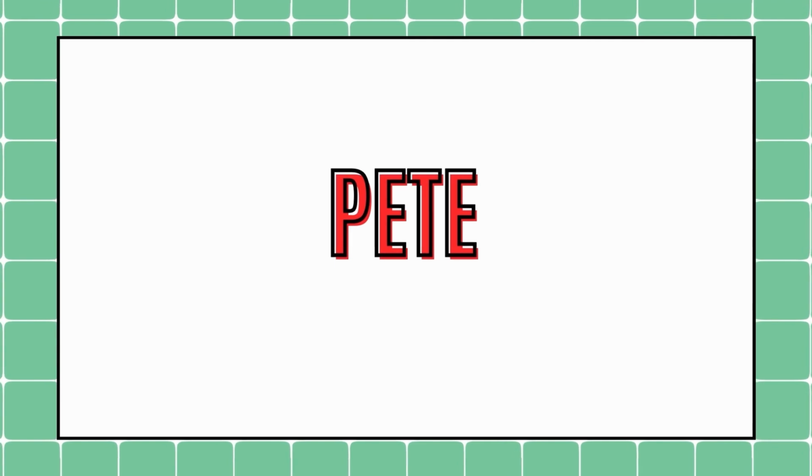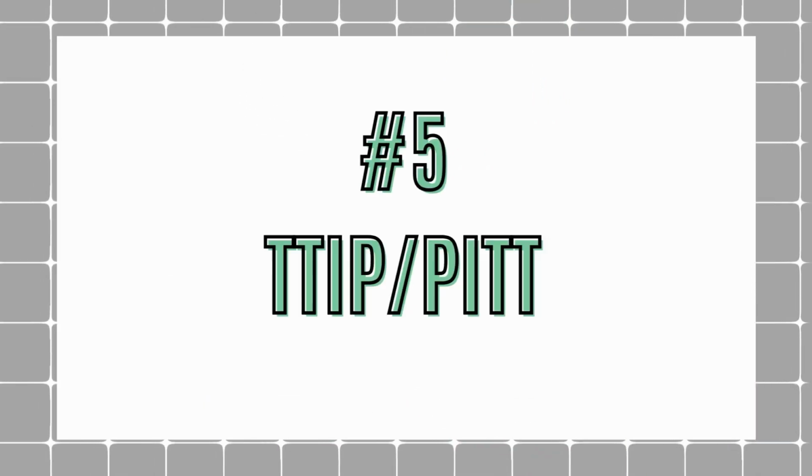This is PETE. TTIP or PITT. TTIP or PITT, aka PIT, whichever way it is easier for you to remember, summarizes the 4 factors that must exist before a joint tenancy can be established.